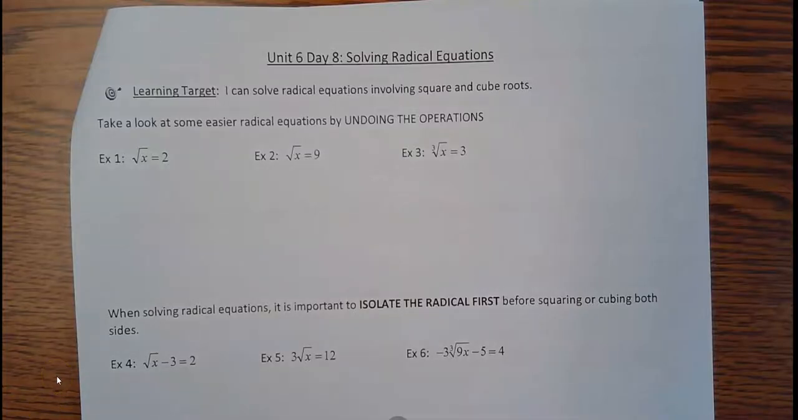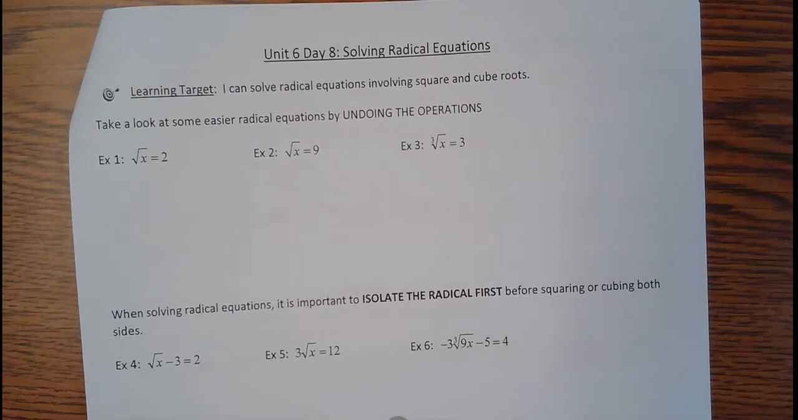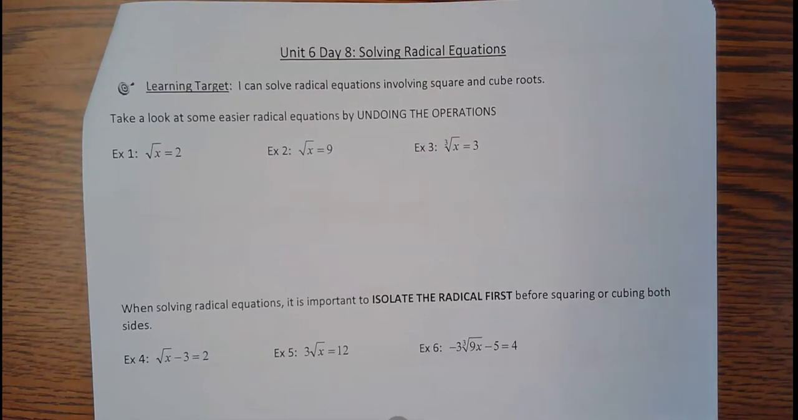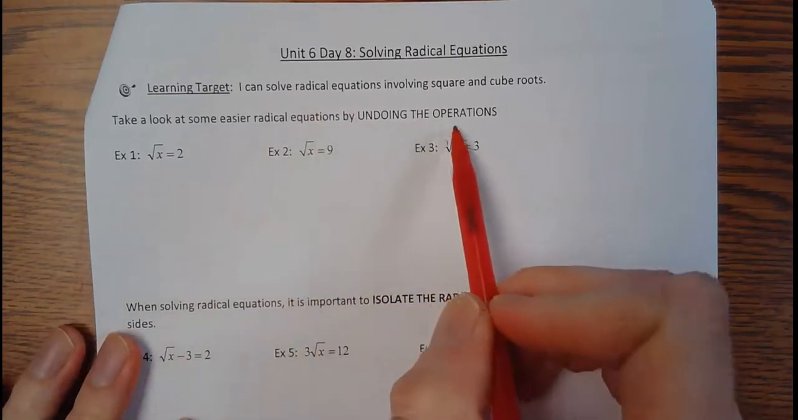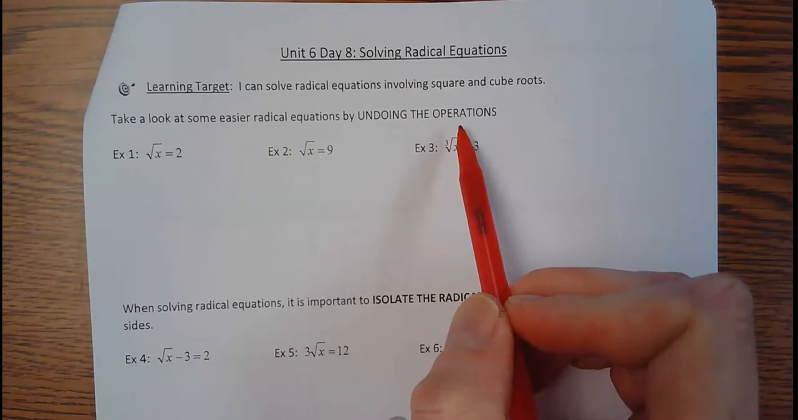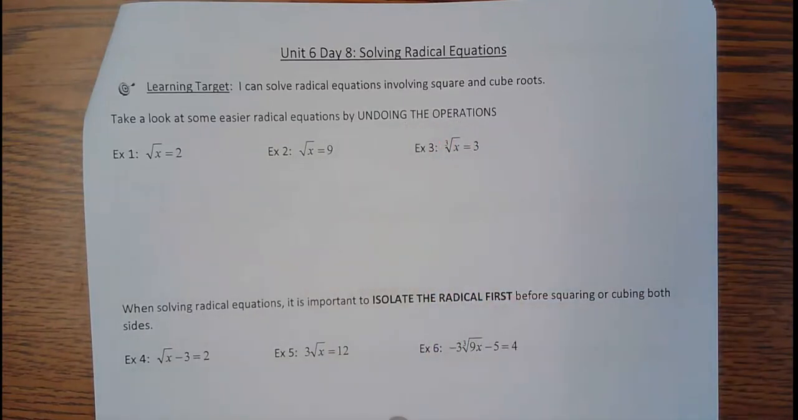Okay, today is Unit 6, Day 8, and we are going to talk about solving radical equations. So we're going to give you some equations where typically there's an x under the radical and we've got to solve for it. So take a look at some easier radical equations by undoing the operations. So I want to undo a square root. So if you square root something, I can undo that by squaring it.